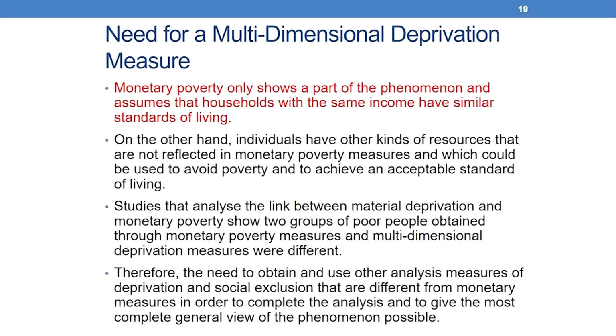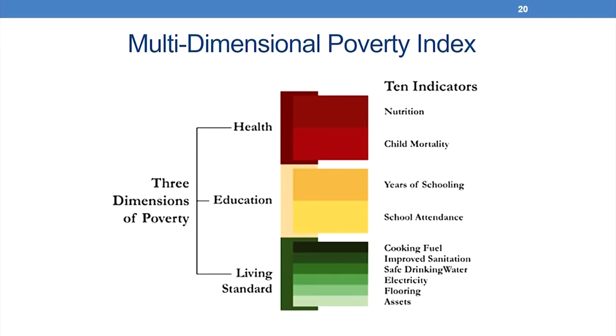So, therefore, there is a need to obtain and use other analysis measures of deprivation and social exclusion that are different from monetary measures in order to complete the analysis and to give the most complete general view of the phenomenon possible. Now, this is a multidimensional poverty index which has been taken from the United Nations Human Development Report. The Oxford Poverty and Human Development Initiative and the UNDP for the first time came up with a multidimensional poverty index.